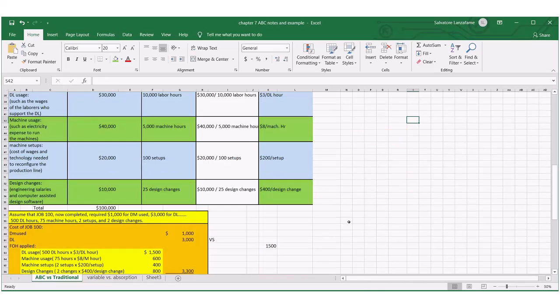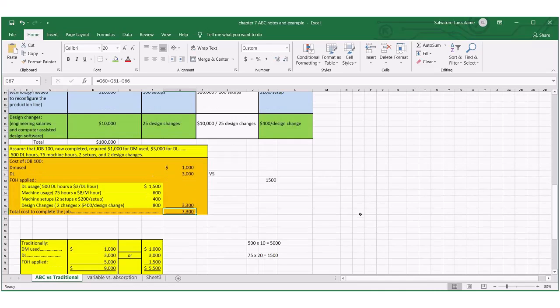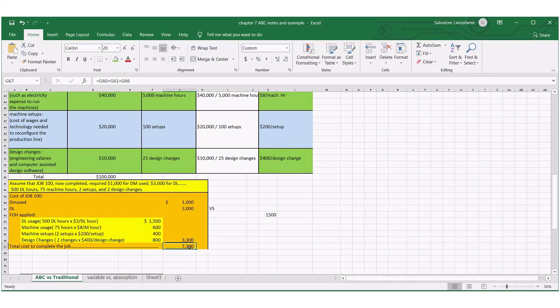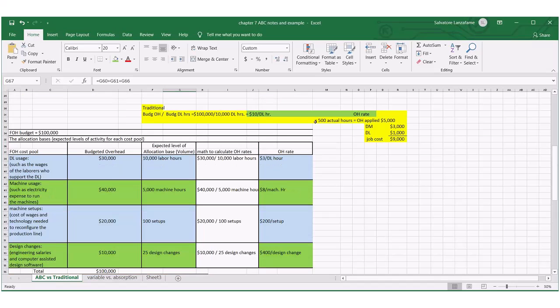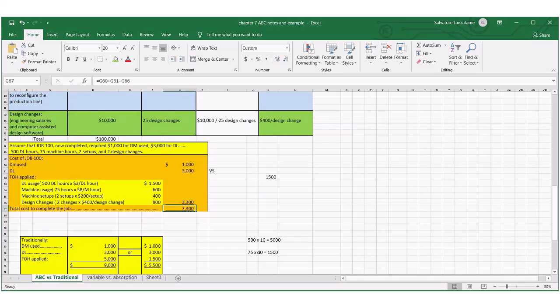But anyways, so you can see that the cost of the job is $7,300 by using activity-based costing. I'm not saying that the answer is always lower than just using the one rate. All I'm saying is that activity-based costing is more accurate. There's less peanut butter costing going around. Okay?